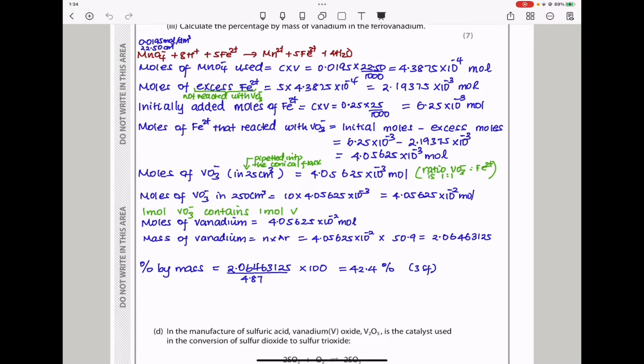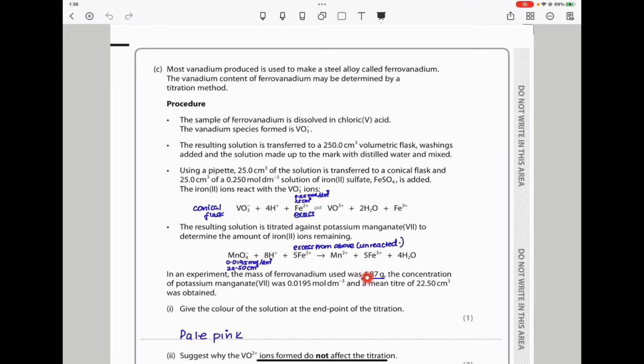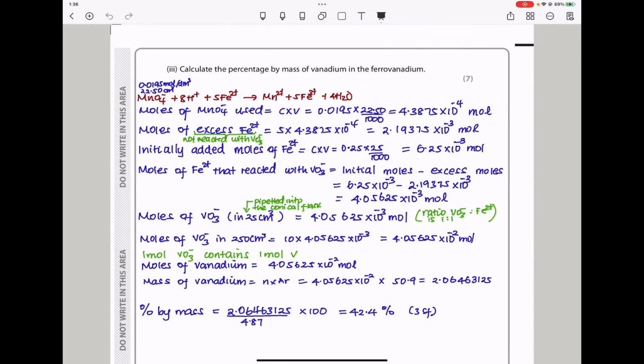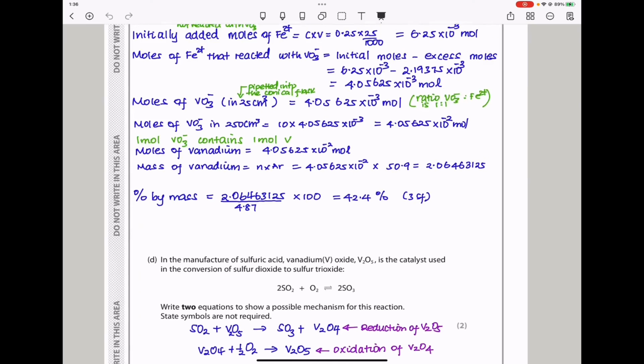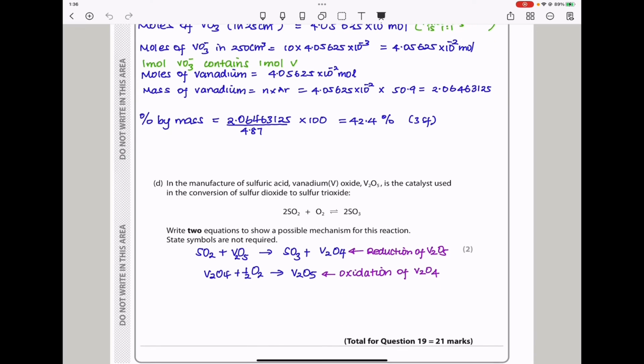So percentage by mass should be the mass of vanadium divided by the mass of the total sample given to us as 4.87 grams. So the percentage by mass is going to be the mass which we have here divided by the original mass times 100, giving us 42.4% to 3 significant figures.